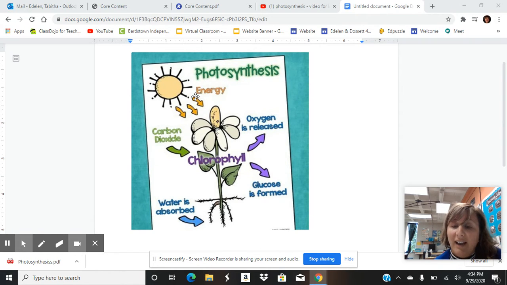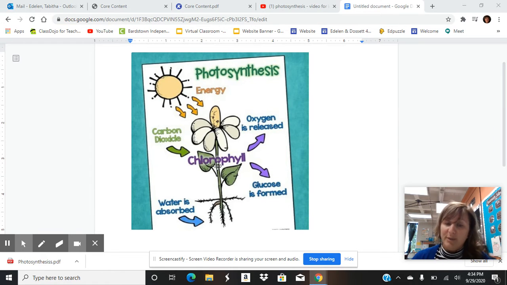And when they have those 3 things, plants will also have chlorophyll. Remember, chlorophyll is the green pigment in a plant that keeps it green. So chlorophyll. Remember, we put chlorine in our pool to make it blue. Plants use chlorophyll. That's how they get green leaves. Okay? So those are 4 things that a plant needs in order to carry out photosynthesis.